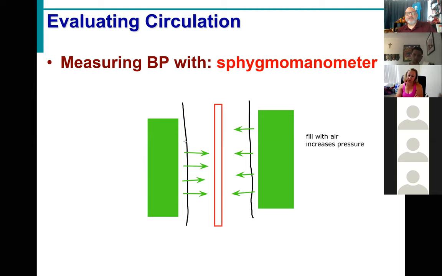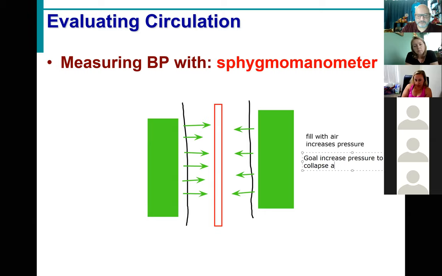So our goal at first is to increase the pressure to collapse the blood vessel. The artery, right? Yes, the artery, specifically the artery. You're using the stethoscope to listen for when you're releasing the air, to hear when the blood pressure is greater than the cuff, correct?